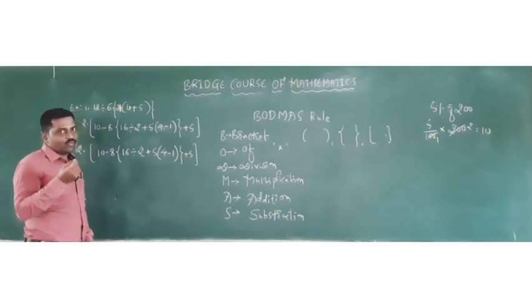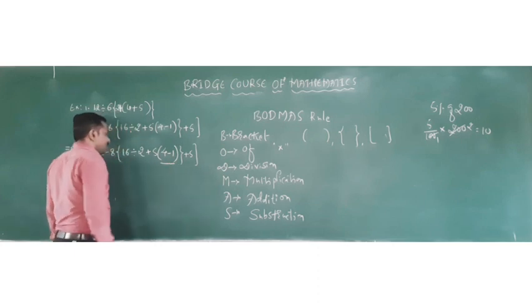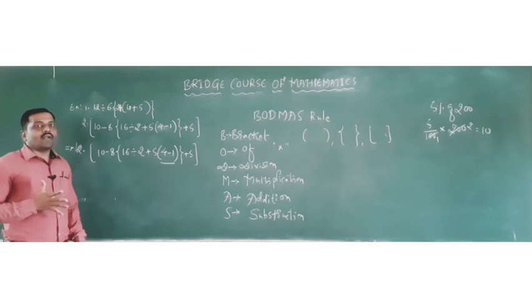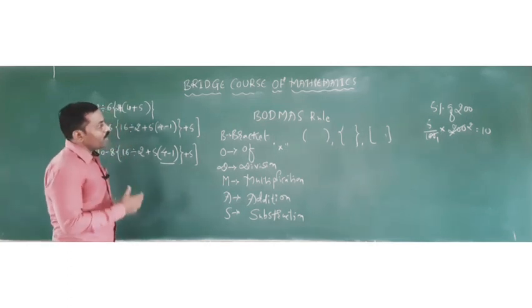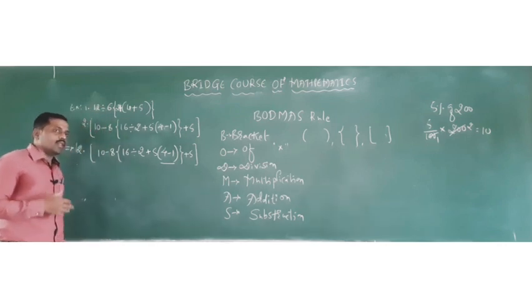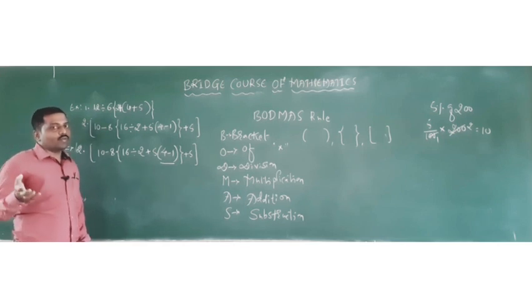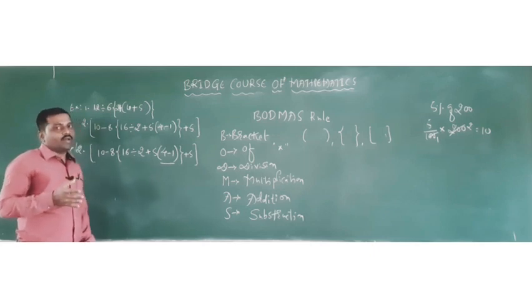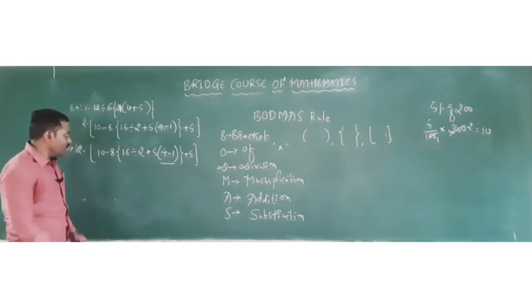First, remove the brackets. In the order of the brackets, first remove the round bracket, second the flower bracket, third the square bracket. Suppose there is no round bracket in the example, go directly to the flower bracket. If that is not there, then we go to the square bracket. If the square bracket is also not there, you go directly to the operations. Do you agree?